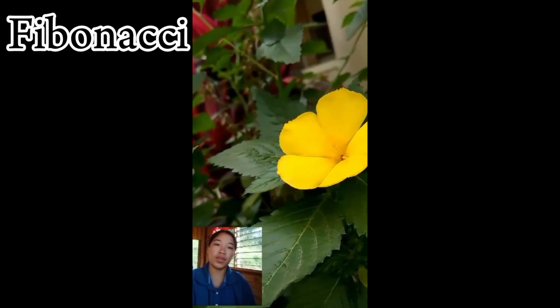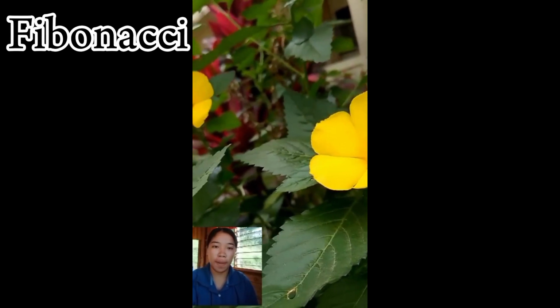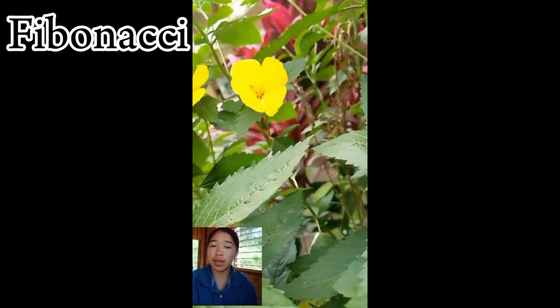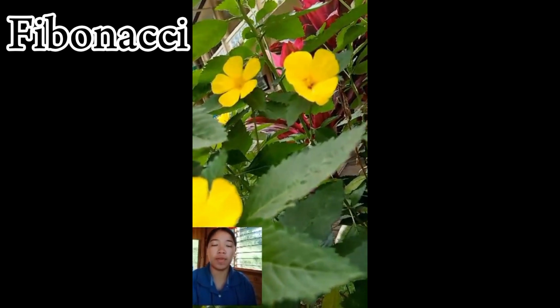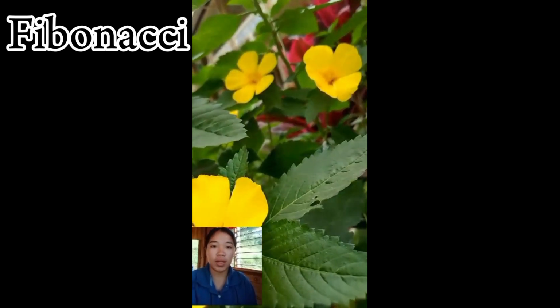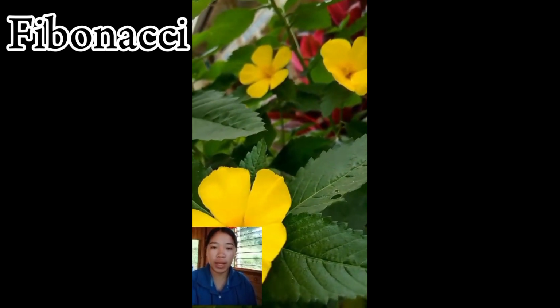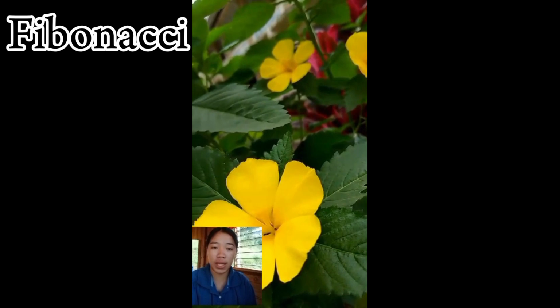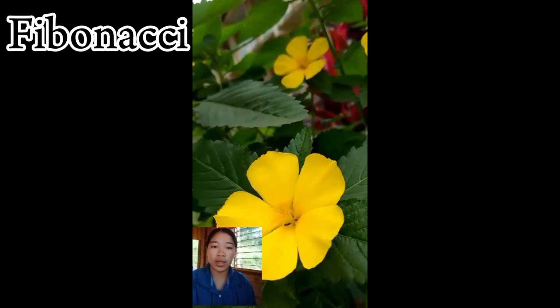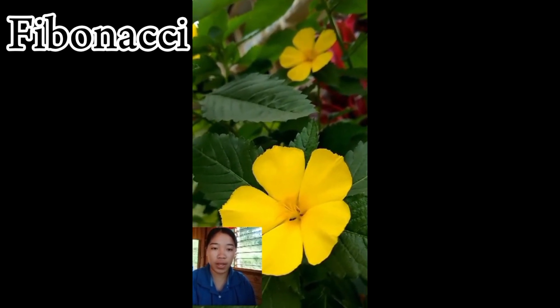So here's another example of Fibonacci. Turnera ulmifolia is an example of the Fibonacci sequence because its flower exhibits a petal count and a growth pattern that aligns with Fibonacci numbers. The plant's overall arrangement and design are guided by the optimization principles found in nature, which often manifest through the Fibonacci sequence.